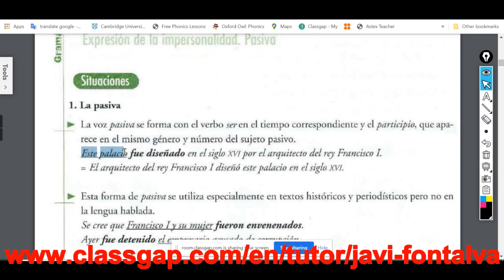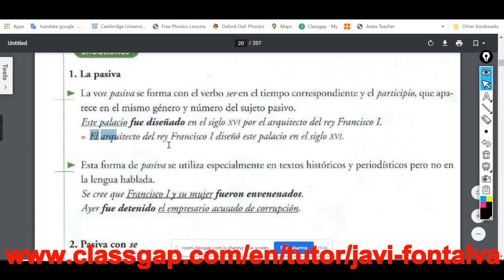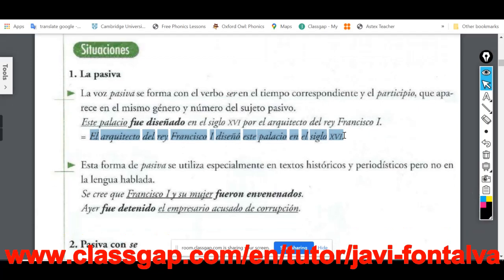So, for example, este palacio, this palace, fue diseñado, was designed, en el siglo XVI, in the 16th century, por, so this is by in English, por el arquitecto Francisco I. Basically, this means the same as this, which would be the same sentence in the so-called active: El arquitecto del rey Francisco. This is just another way to say the same thing. You could say, the dog beat me, or I was beaten by the dog. They are pretty much the same, but expressed from two different perspectives, so to say.